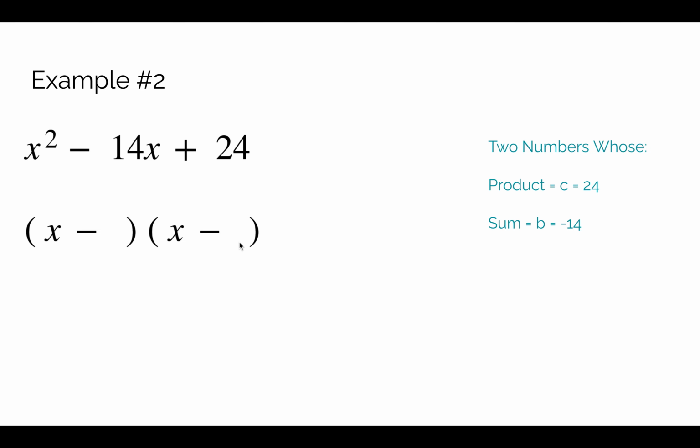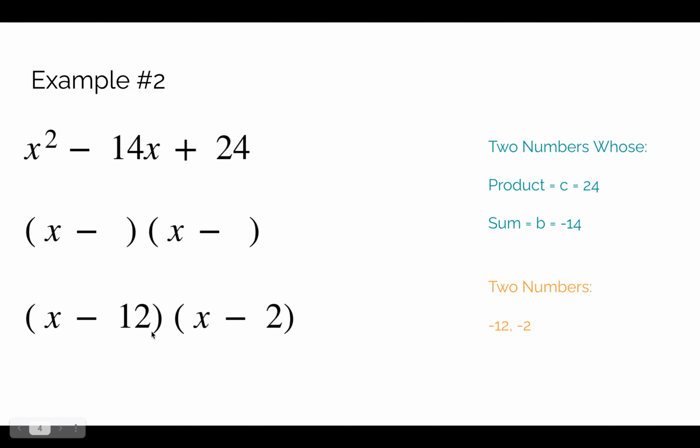What are those numbers? Well, some possible numbers that multiply to get 24 are 24 times 1, or 12 times 2, or 6 times 4. However, the only two numbers that work in this case are negative 12 and negative 2. So if you plug them into our factored form, we get x minus 12 times x minus 2.